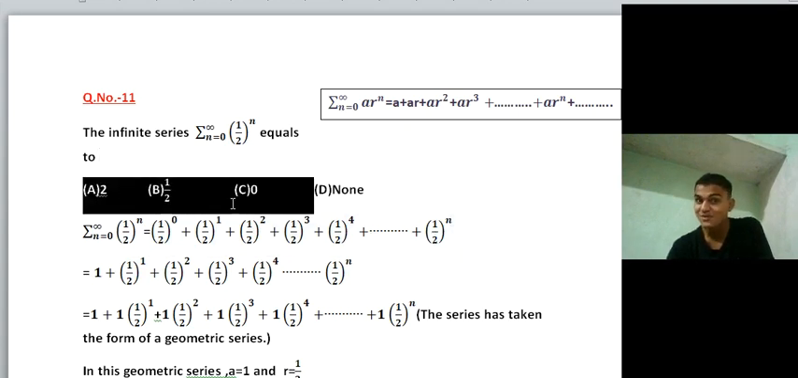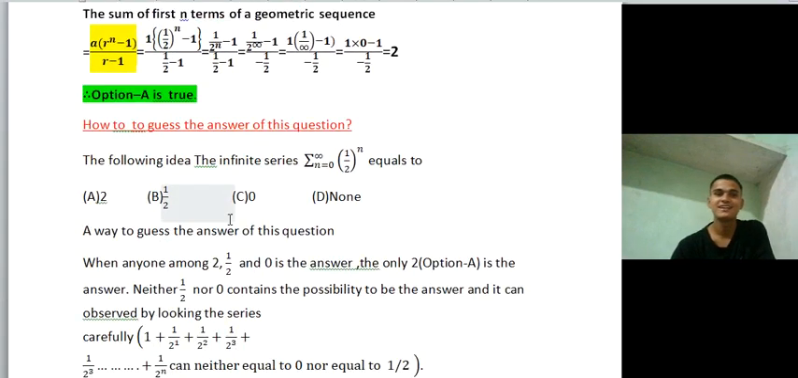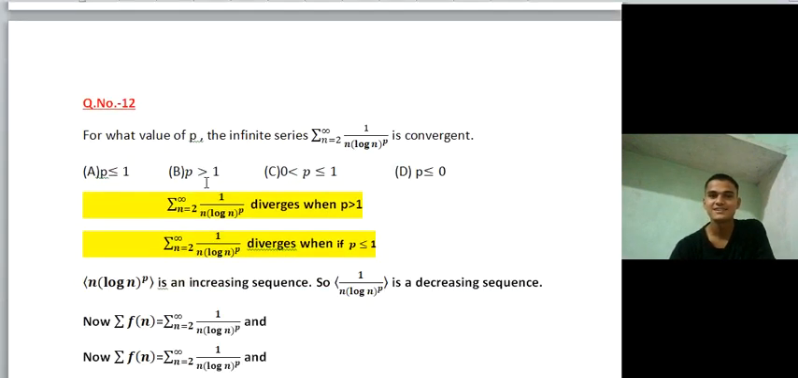So if anyone among 2, 1 by 2 and 0 is the answer, then 1 by 2 and 0 can never be answers of this question. 1 by 2 can never be the answer, 0 can never be the answer, so 2 is the answer of this question. Okay, and we will go to the next question.